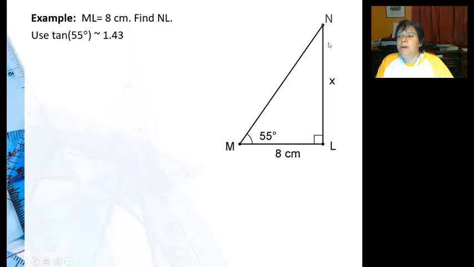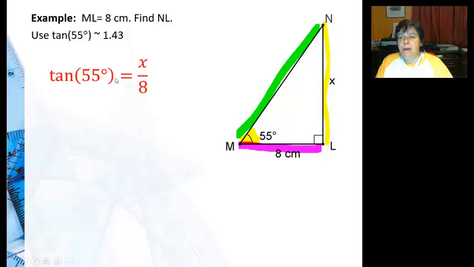Okay, so we want to find NL, which I've labeled with X right here. And I don't know my hypotenuse, but that is my hypotenuse. I'm not going to use it. I am going to look for the opposite leg to the 55 degrees, and I know the adjacent leg, which is 8. So tangent of 55 equals X over 8, opposite over adjacent. Put a 1 underneath, and so I can cross multiply, so X times 1 equals 8 times tangent of 55.